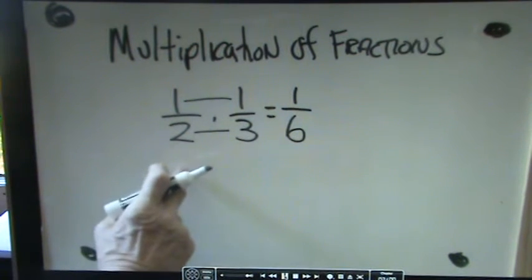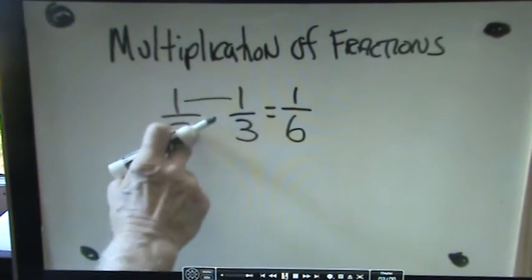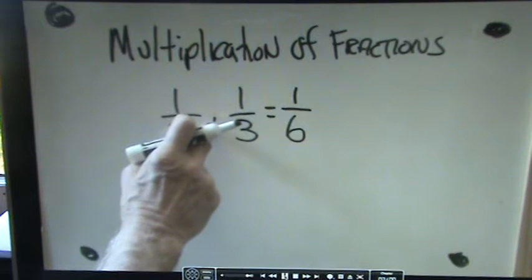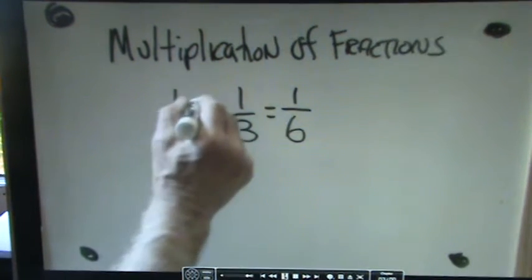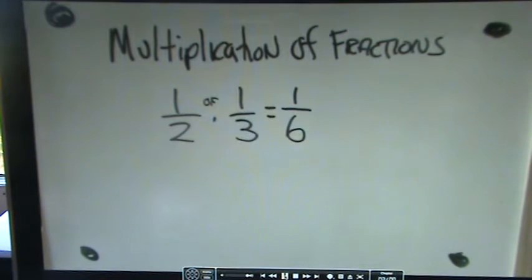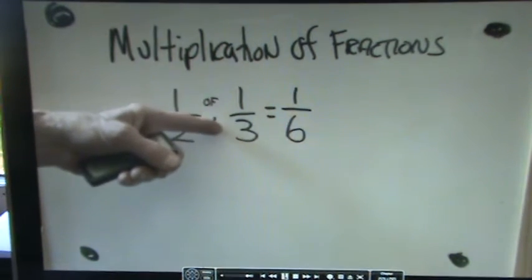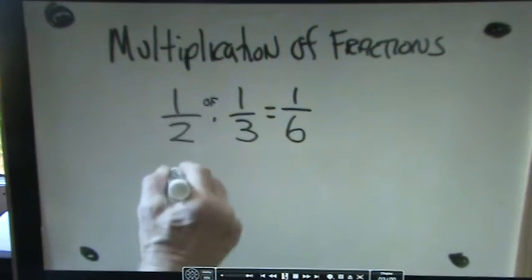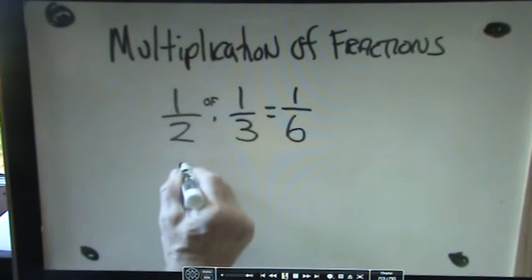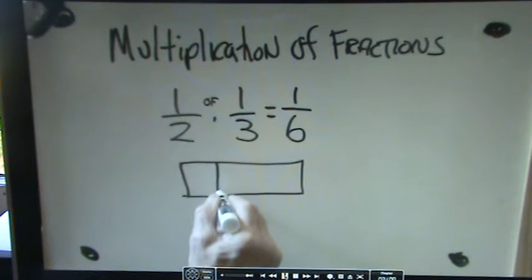By the way, let me show you graphically why this is so. First of all, when this is a multiplication sign, you can substitute the word of for the multiplication sign, because of in mathematics means multiplication. So this is 1/2 of 1/3 is equal to 1/6. Let me show you why here. I know this is a little weird.